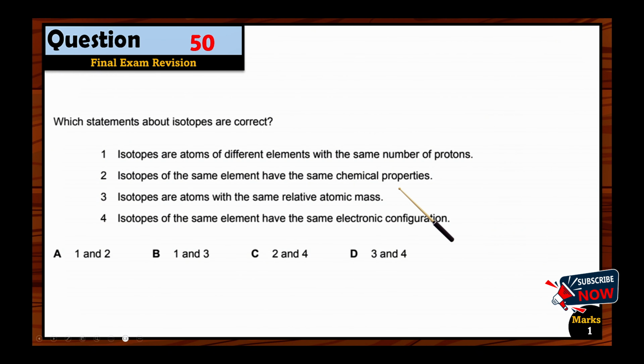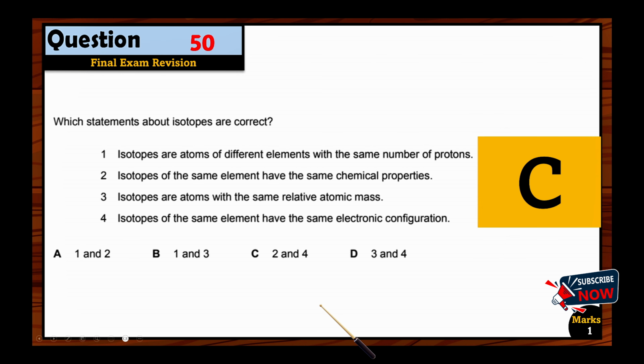Isotopes of the same element have the same chemical properties. Yes, that's right. Isotopes are atoms with the same relative atomic mass. Wrong, because the relative atomic mass depends on neutrons and protons, and the neutron number is actually changing in isotopes. So option 3 is wrong. Isotopes of the same element have the same electronic configuration. Right, because in isotopes there will be no change in the protons and electrons. So option 4 is right. Option 2 is right. So option C is right.